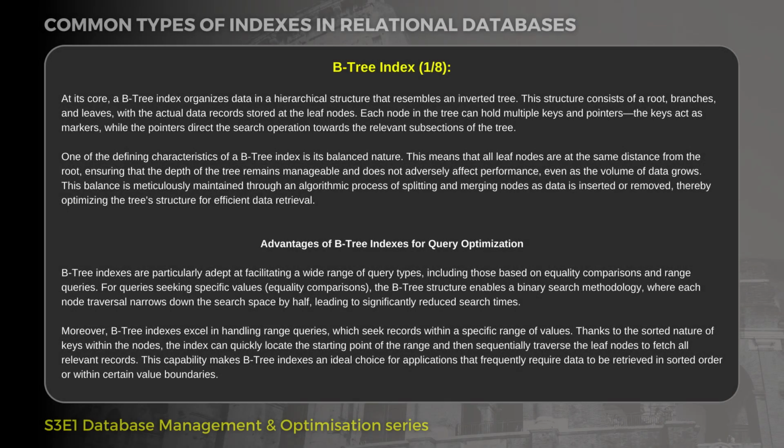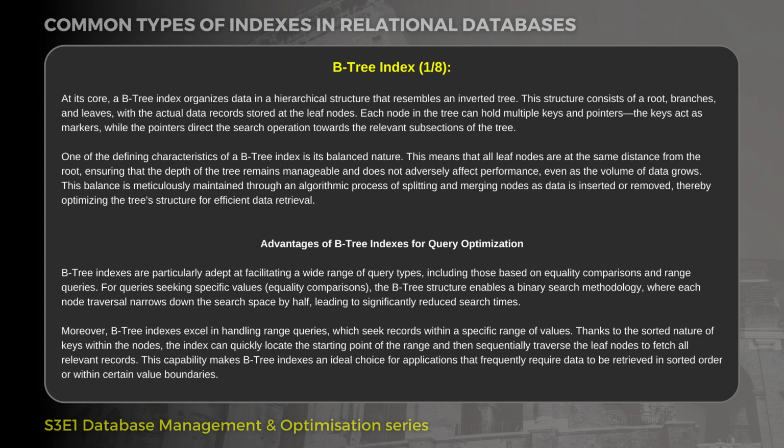B-tree index. At its core, a B-tree index organizes data in a hierarchical structure that resembles an inverted tree. This structure consists of a root, branches, and leaves, with the actual data records stored at the leaf nodes. Each node in the tree can hold multiple keys and pointers. The keys act as markers, while the pointers direct the search operation towards the relevant subsections of the tree.